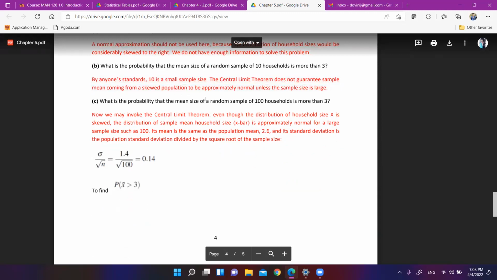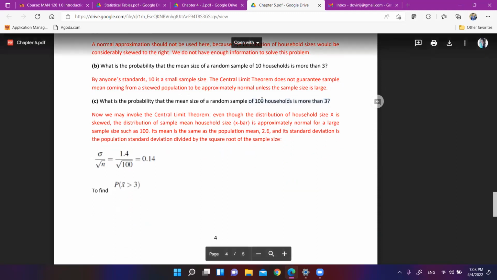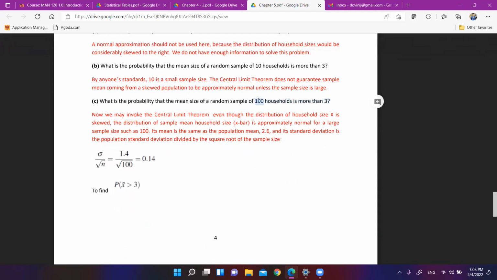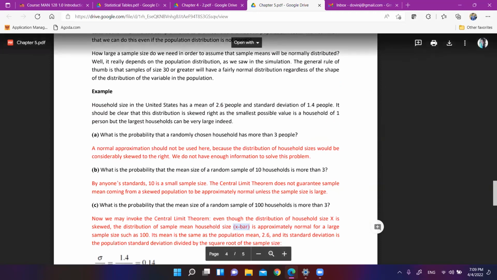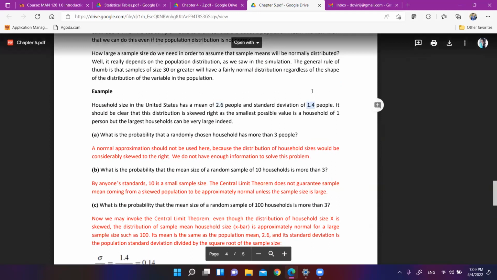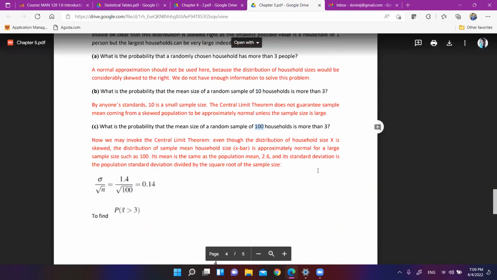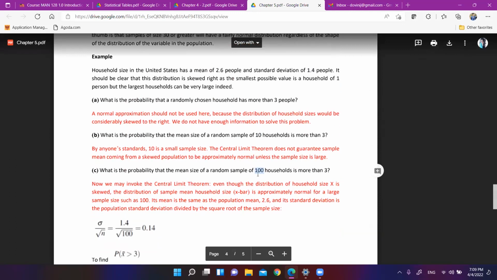What is the probability that the mean size of random sample of 100 households is more than 3? පුළුවන් compute කරන්න because 100 is greater than 30. So by central limit theorem, you can approximate that x bar is normally distributed with mean 2.6 and variance 1.4 squared over 100. Standard deviation 1.4 over 10.